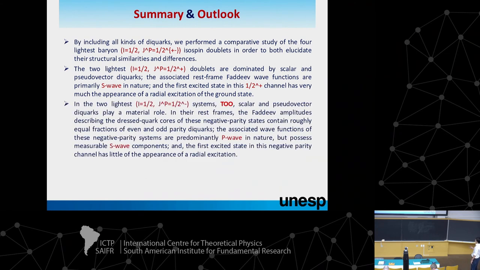But in the two lattice negative parity systems, the scalar and pseudo vector diquarks play a material role in the rest frame Faddeev amplitude describing the dressed quark core of these negative parity states, which contain roughly equal fractions of even and odd parity diquarks. The associated wave functions of this negative parity system are predominantly P-wave in nature, but have a sizable S-wave component, and the first excited state in this negative parity channel has little of the appearance of a radial excitation.